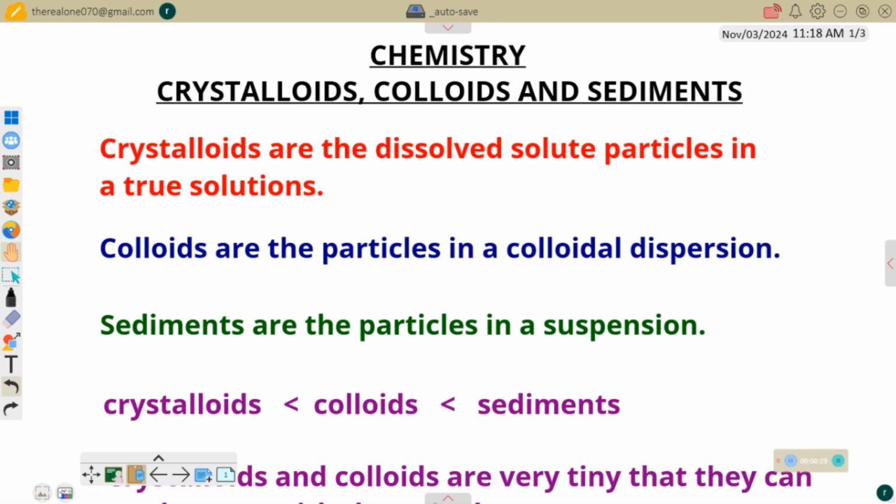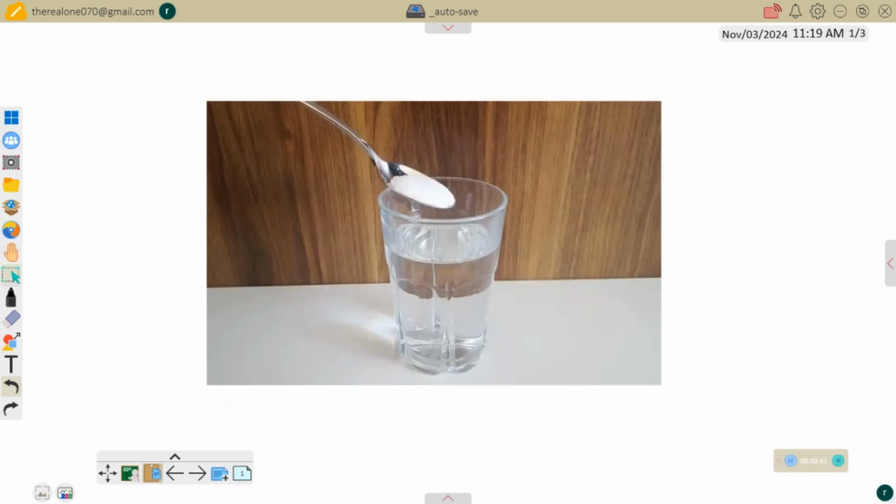Let's start with crystalloids. Crystalloids are the dissolved solid particles in a true solution. For example, the solution of sodium chloride in water, salt and water. In a solution of salt and water, which is also called brine, we observe that the salt will completely dissolve inside the water such that we can no longer see the salt, but we can feel its taste. So the dissolved salt particles are known as crystalloids.